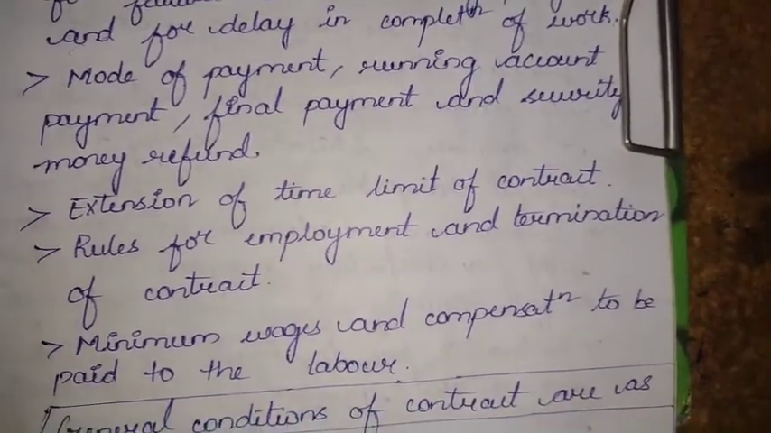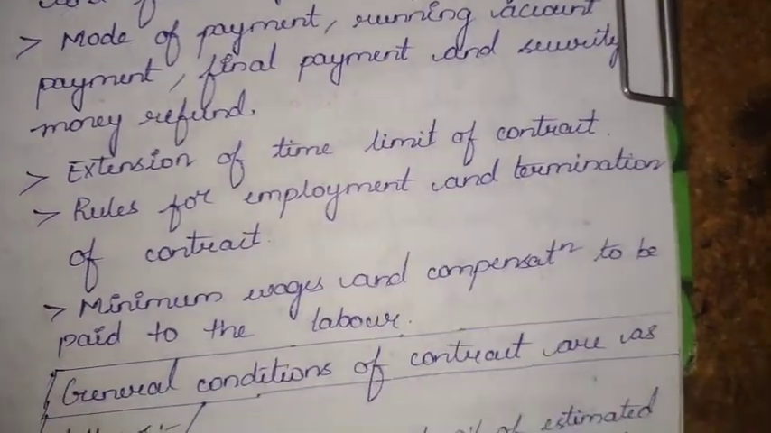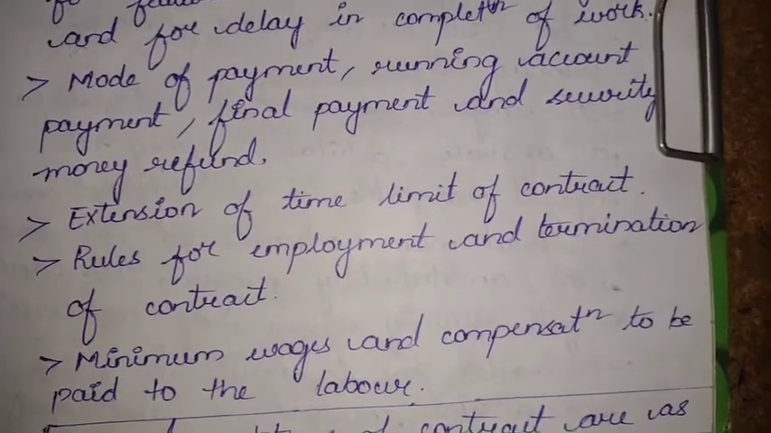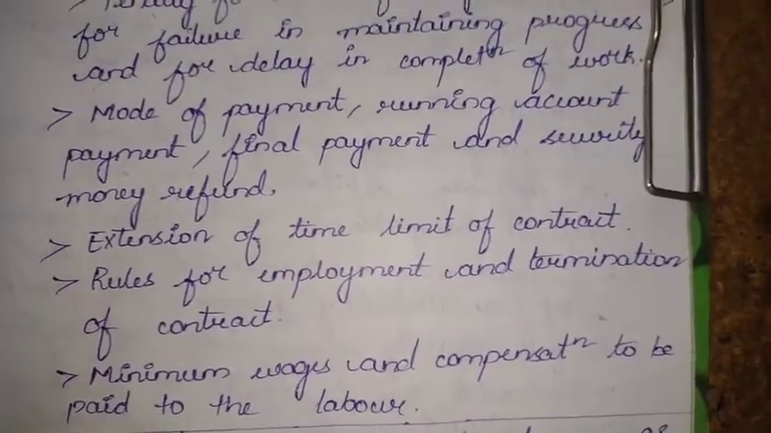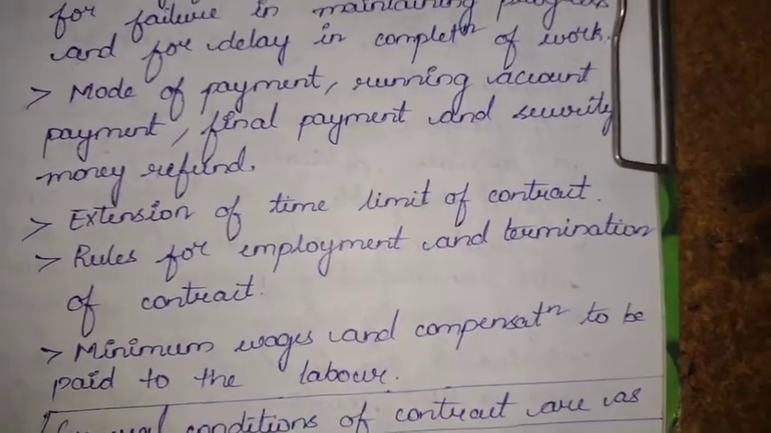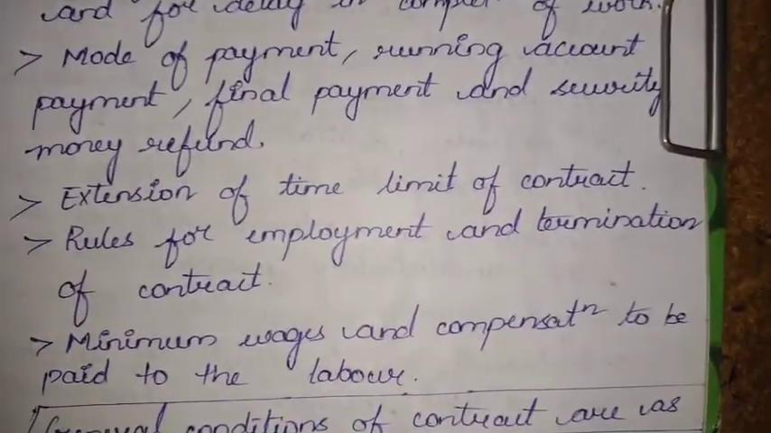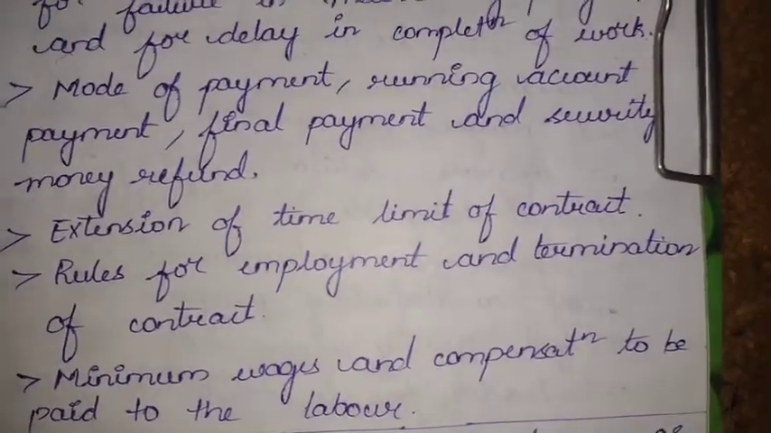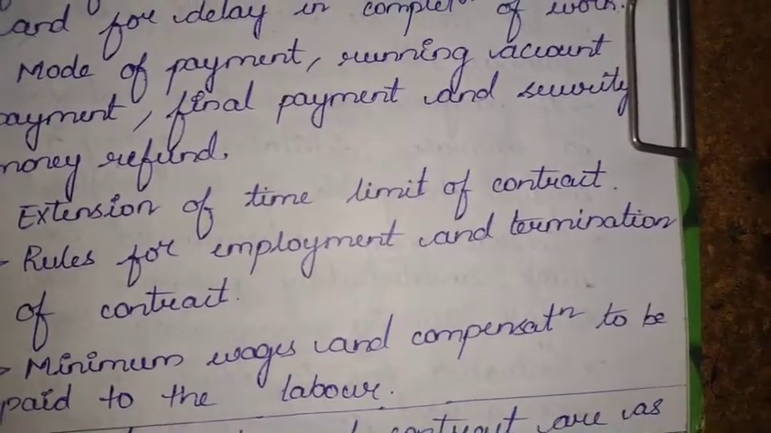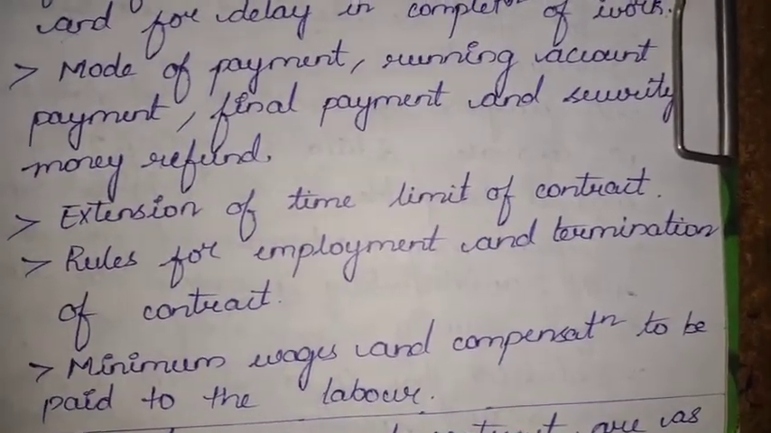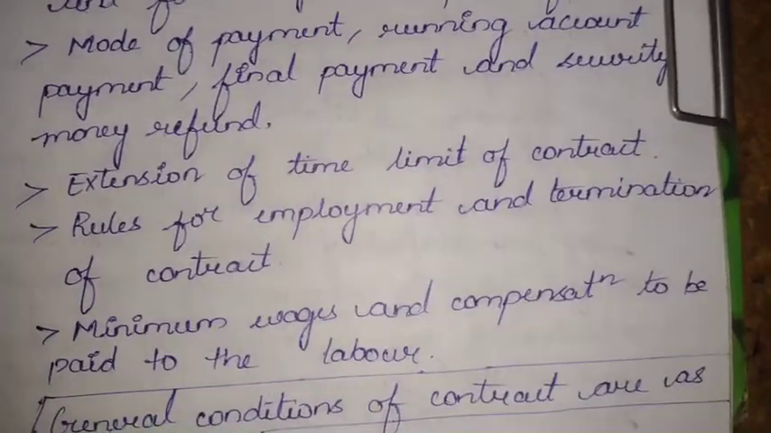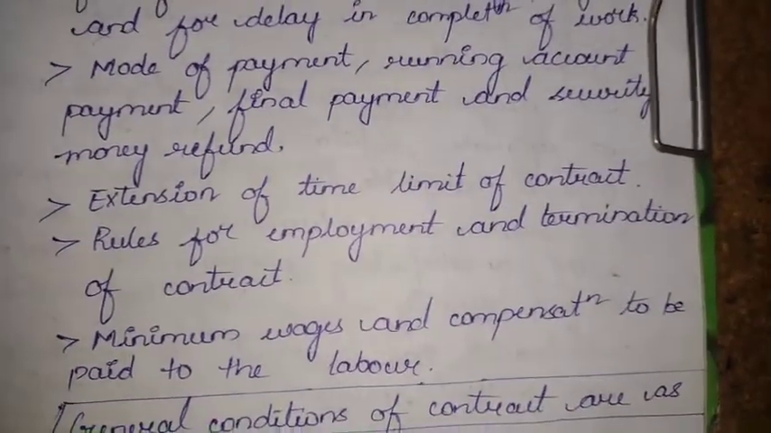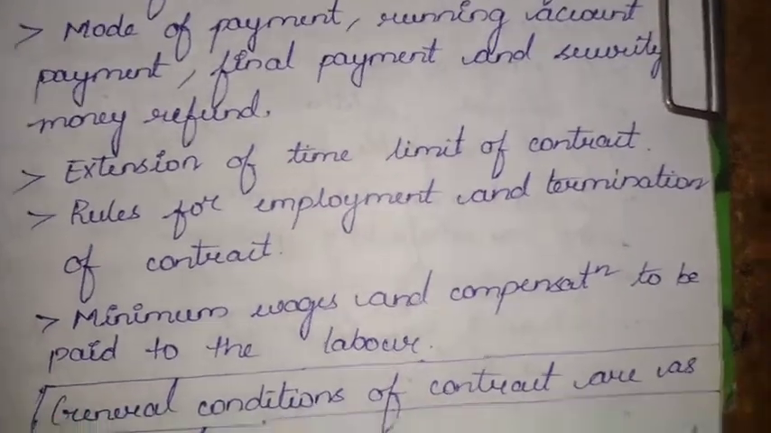condition. Extension of time limit of contract. In some severe conditions where the work has not been completed, some extra time allowance would be given to the accepted party to complete the work. Even that has to be mentioned in these conditions of contract. Rules for employment and termination of contract. Also, on what conditions the contract that has been accepted would be terminated. Also, for the employment of the labor or any mazdoors, some rules are levied. The minimum wages and compensation to be paid to the laborers is also mentioned in this.